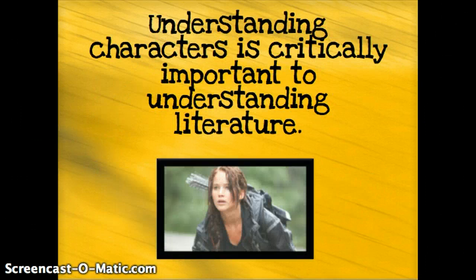Certainly, this is a review for practically all of you, but it's important to review this because characters, and understanding characters, is critically important to understanding literature. It's just like in our own lives when we try to understand others around us. The more we understand about people, the more we have a grasp on how things work, and we tend to get along in our lives much better.